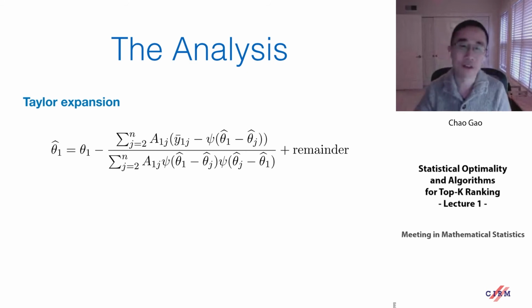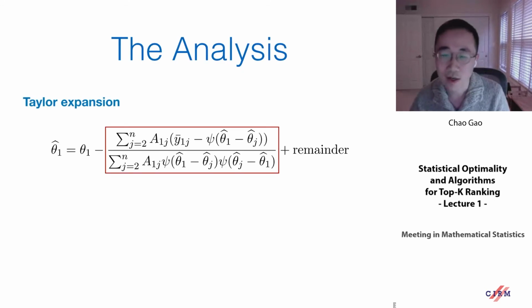So first of all, by a simple Taylor expansion, you can write down this expansion at least formally for the first entry of theta hat for the MLE. So the first entry of theta hat equals theta, which is the true parameter, minus a leading term, plus whatever is considered as a remainder. The leading term will determine the behavior of the tail probability of the difference. So this is the main term we want to understand.